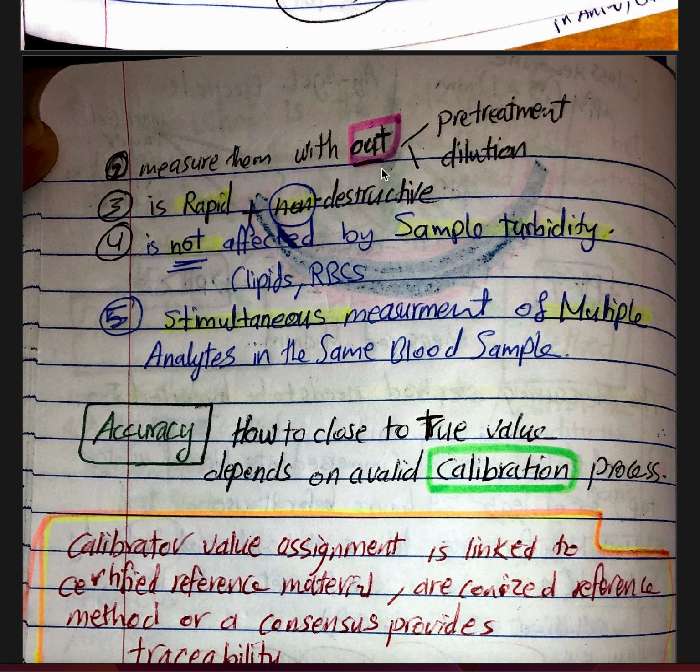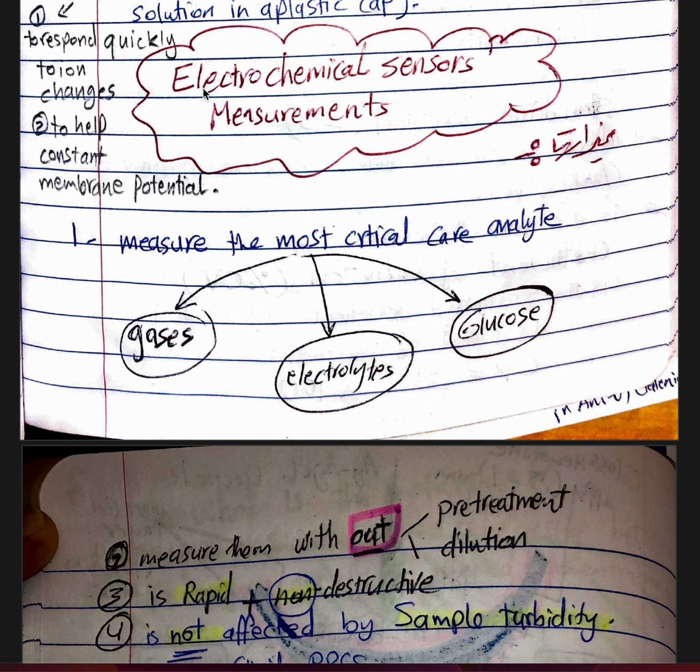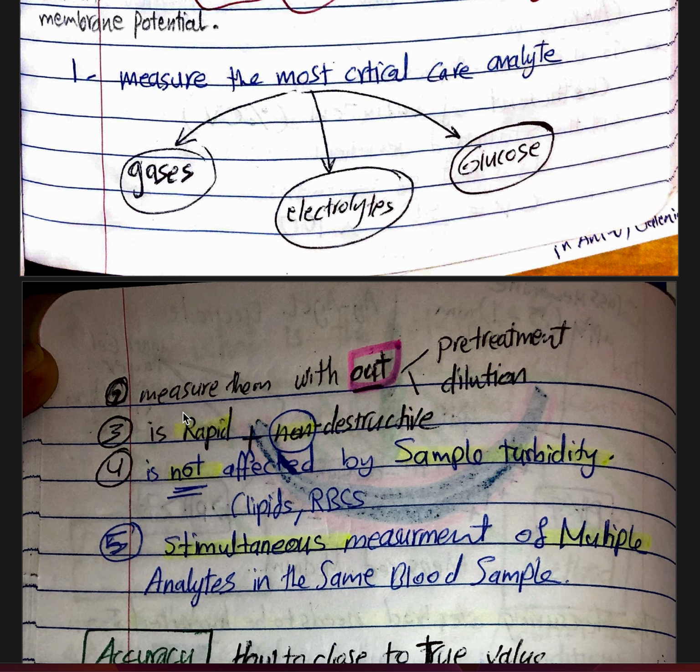Measure them without pre-treatment and dilution. It's rapid and non-destructive. We are just talking about what is so special about the electrochemical sensors. The first one is that they measure the most critical analytes like glucose, electrolytes, and also the gases, without pre-treatment or dilution. So we can measure them without using pre-treatment and dilution.